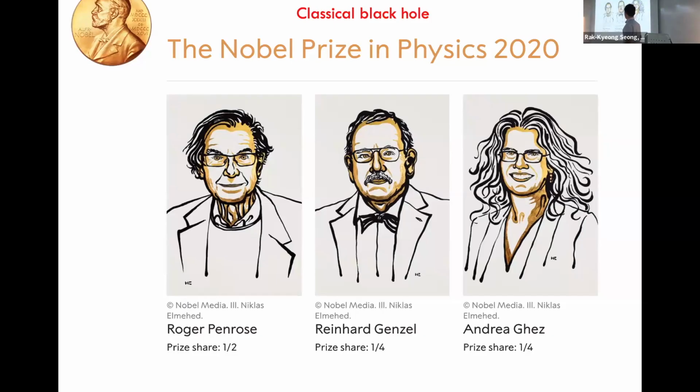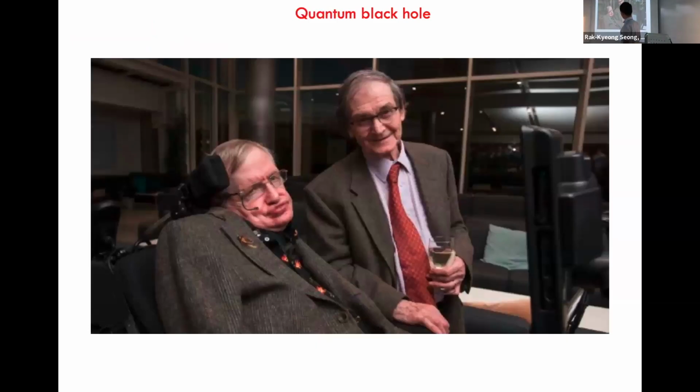And there was a Nobel Prize for the black hole in 2020. Here, two observational astronomers and the theoretical physicist Penrose. And you know this famous physicist, Stephen Hawking. Penrose and Stephen Hawking collaborated in many papers. They were close to each other. However, Penrose got the Nobel Prize, but Hawking didn't.